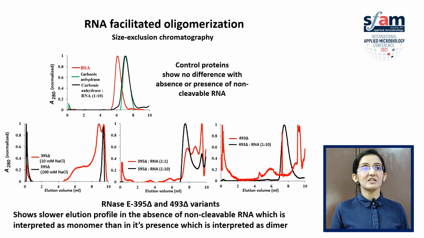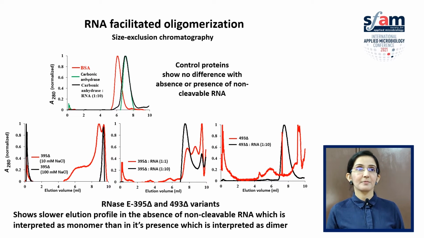But 395 delta, which showed no effect with change in salt concentration, does show a different elution pattern with different amounts of RNA. Both RNase 395 delta and 493 delta variants showed a slower elution profile in the absence of non-cleavable RNA, which is interpreted as monomer, than in its presence, which is interpreted as dimer.